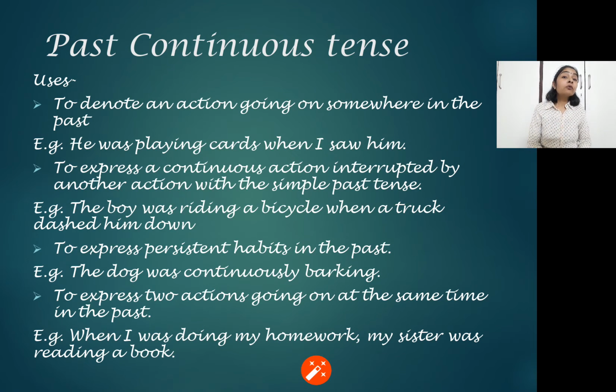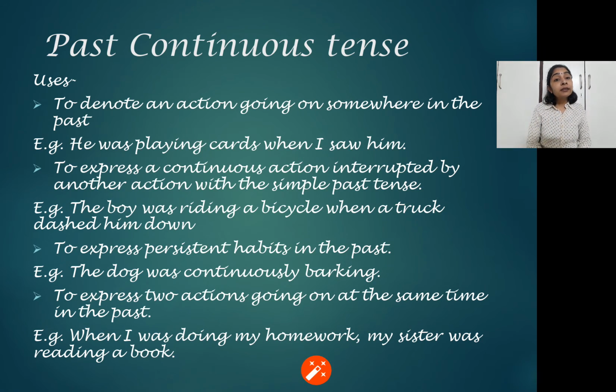Number one, to denote an action going on somewhere in the past. So just now I said that somewhere in the past the action was going on, and when we describe that, we use the past continuous tense. Example: he was playing cards when I saw him. So when I saw him previously, whenever it was, at that time he was playing cards. So it was somewhere in the past, and I am telling that when I saw him he was playing cards. That is the past continuous tense.